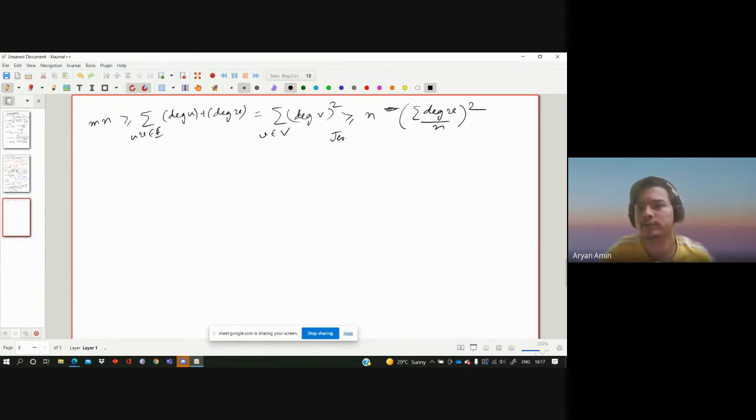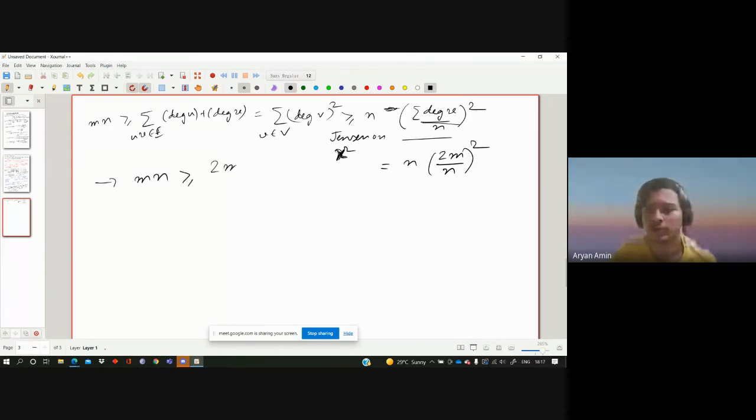Now we can write this using Jensen on x squared. You will have to use Jensen a lot in this kind of problem in general. This is basically convexity. And then this is n times the summation of degree v, which is just 2 times the number of edges. So you come to mn is at most (2m/n) whole squared. If you rearrange it, this is what we wanted to prove, as desired.